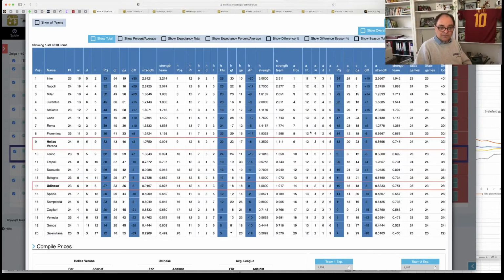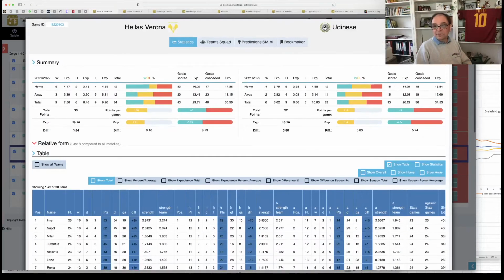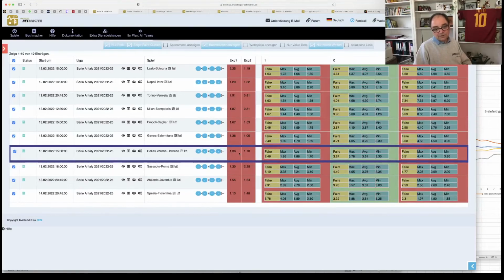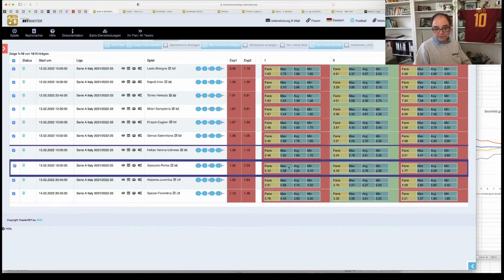But still, they are not safe yet. It's just 6 points between them, 6 goals, 6 points. So this is not this much. I would trust Udinese here. X2 confirmed by the computer.